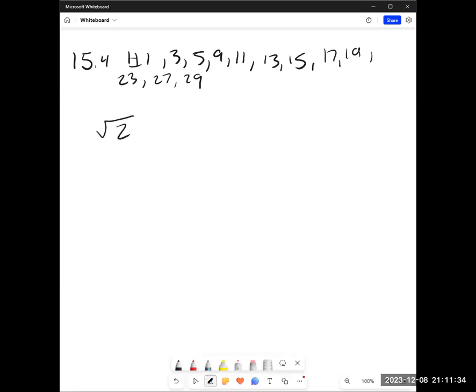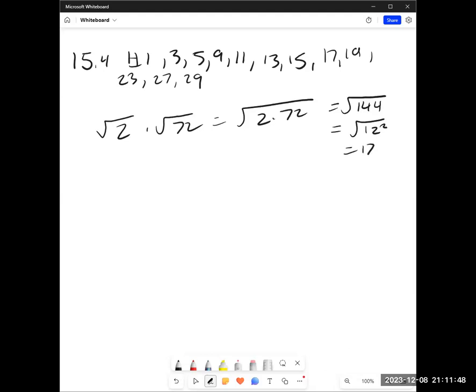The square root of 2 times the square root of 72 is going to be the square root of 2 times 72, which is the square root of 144. 144 is a perfect square. It's 12 squared, so the answer is 12.